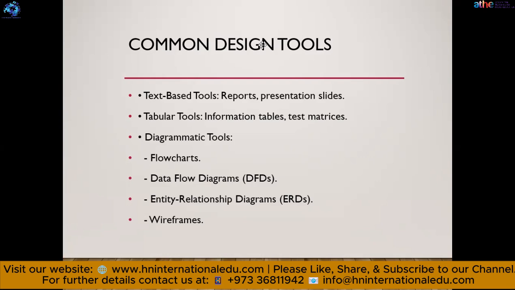Entity relationship diagrams basically show the different people or maybe users and different entities in any system, how they are going to relate with other entities, like how the entities will connect with each other. So we need to draw an entity relationship diagram. And wireframes are also a type of diagram. So there are different tools for these as well.